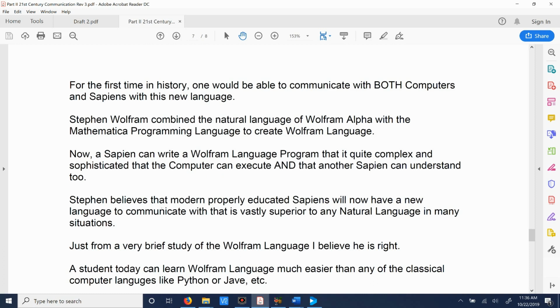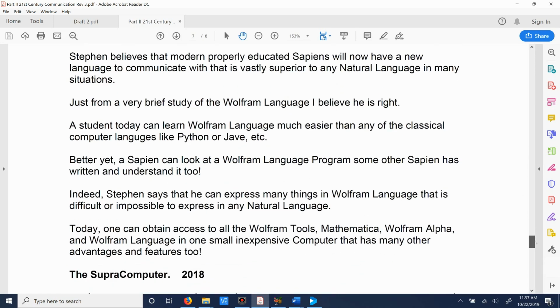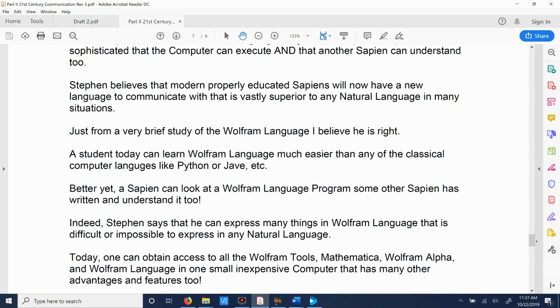That's because it's written in a natural language. Now, Stephen Wolfram has made the statement that he believes that modern, properly educated sapiens will now have a new language to communicate with other sapiens that's vastly superior in some cases to natural language. And that's quite something. Communication is always a challenge.